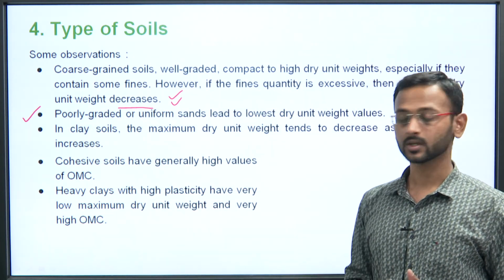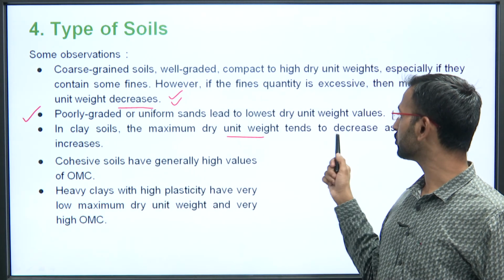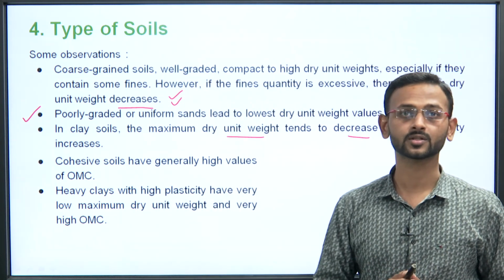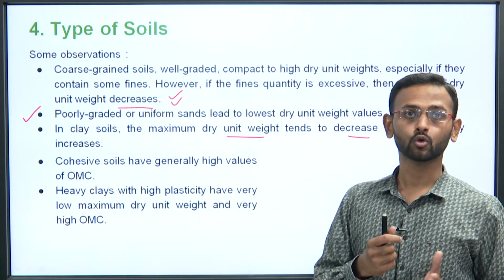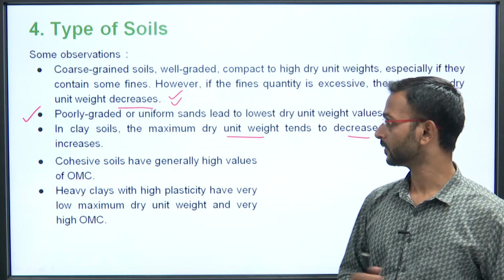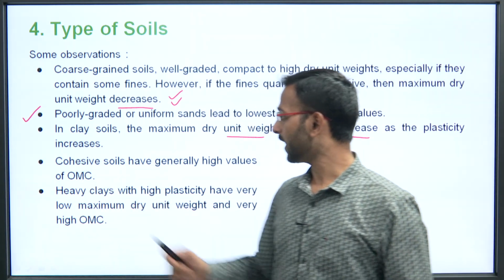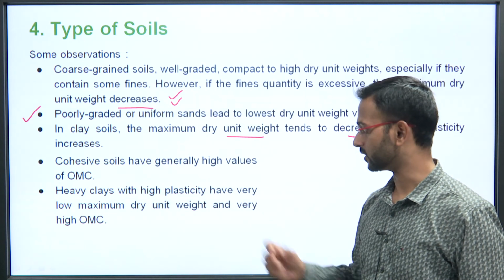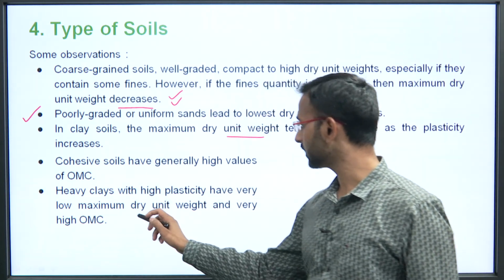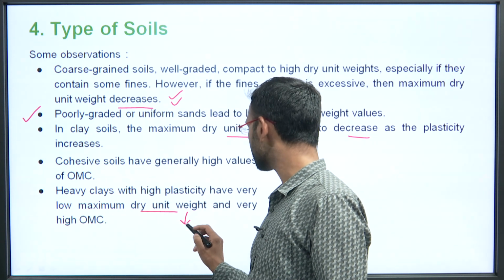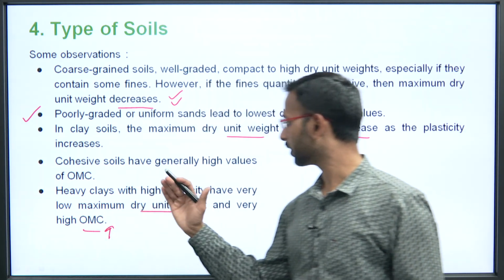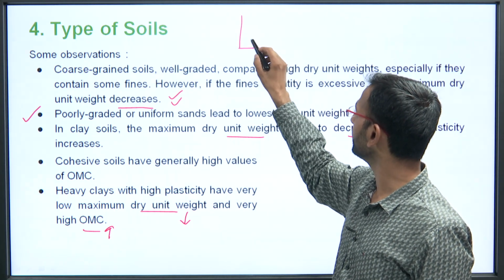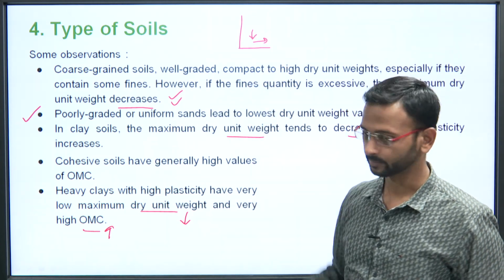In clay soils what happens? In clay soils the maximum dry unit weight tends to decrease as the plasticity increases, which we have discussed. Cohesive soils generally have high values of OMC, which we have seen in the graph. Heavy clays with high plasticity have very low maximum dry unit weight and very high OMC. Remember that this gamma D value is slightly lesser and OMC is slightly more. So the graph shifts slightly to the right and to a slightly lower value.